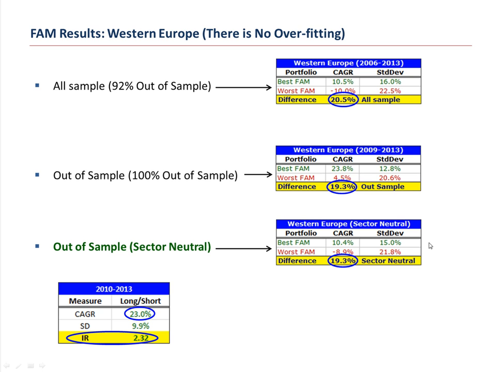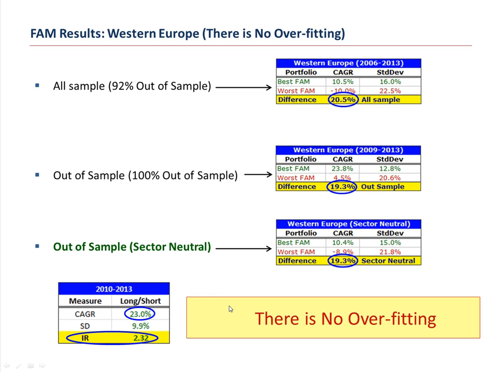So what was the purpose of this little exercise? Pretty simple. There simply is no overfitting in FAM. Whether the model works for you or it doesn't, you will never find any evidence of overfitting. But let's go a little bit deeper.